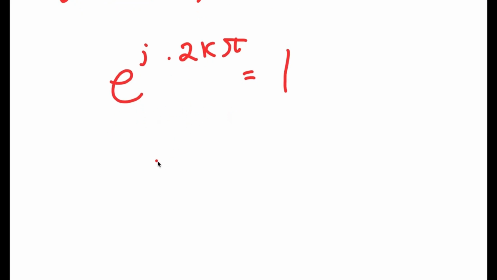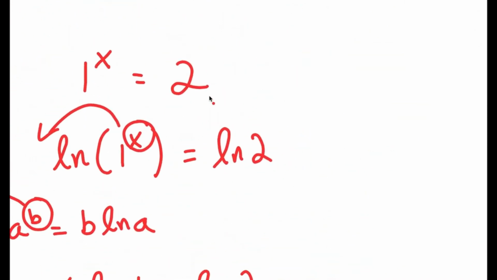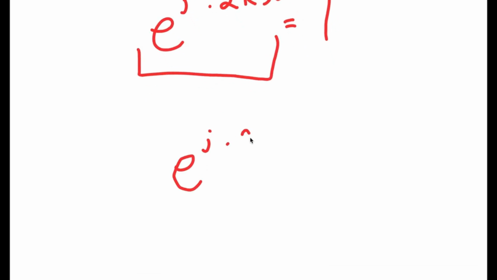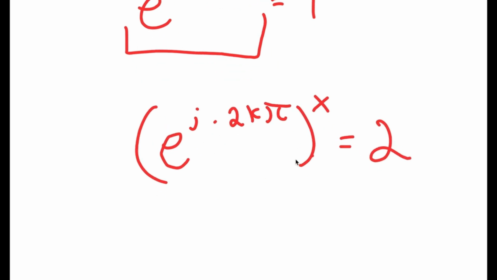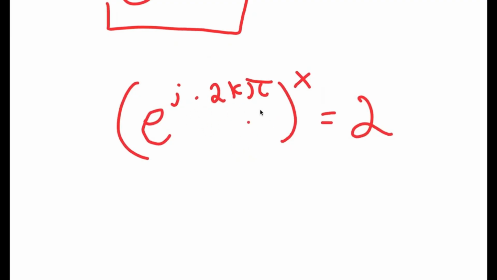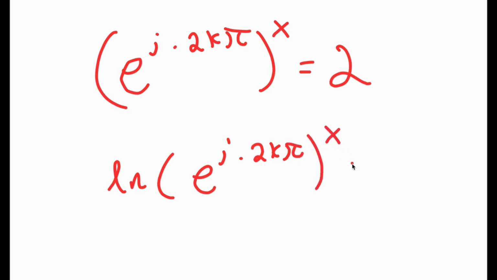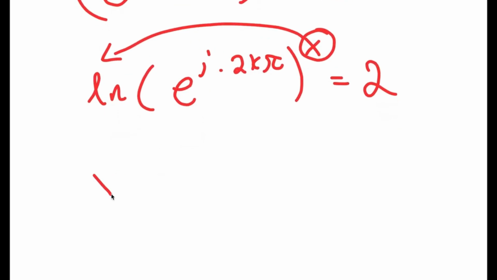Now, because this is equal to 1, we can remember our first equation, which we started with 1 to the power of x equals 2, we can substitute in this for 1, meaning I get e to the power of i times 2k pi to the power of x is equal to 2. So just think of this as 1. So I have basically 1 to the power of x equals 2. And now, with this, I'm going to take the ln, or natural log, on both sides. So I have ln e to the power of i times 2k pi to the power of x is equal to ln 2. So I'm going to now bring this x down using property of natural logarithms.